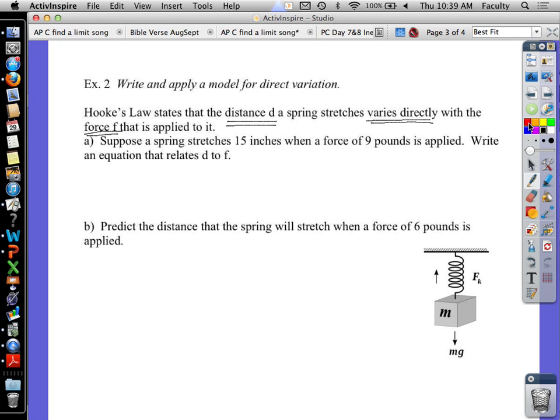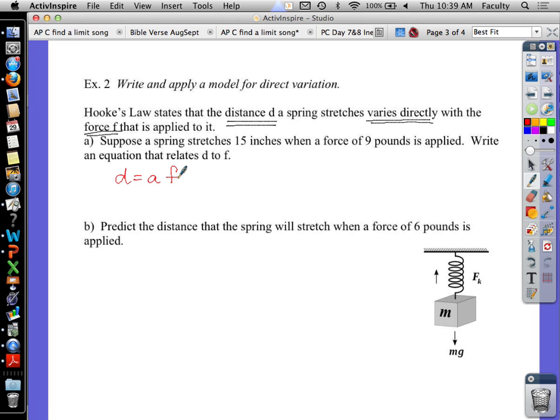So I see distance d varies directly with the force F. So when you see that, we can immediately write down a variation equation. The d varies directly with the F. Distance varies directly with the force.